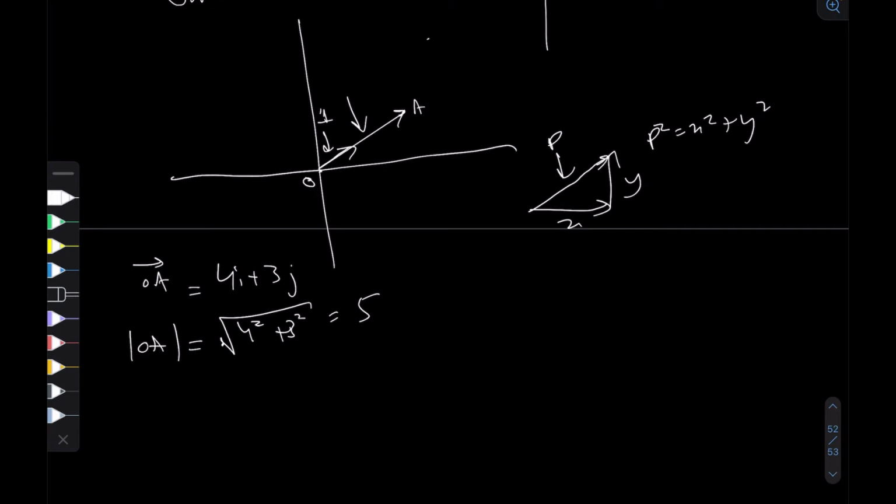Now we know that this has length 5, and a unit vector follows the same direction. So we know that its direction will be some fraction of 4i plus 3j.